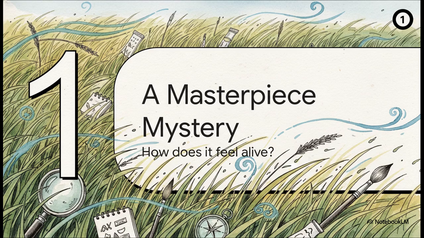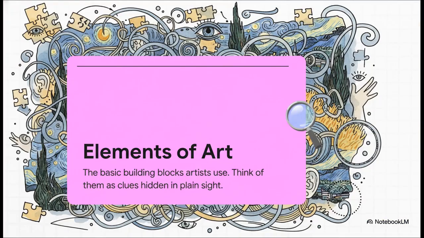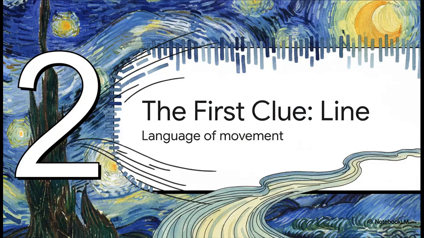Well, to figure it out, we're going to need a special set of detective tools. And here they are, our tools. We call them the elements of art. Basically, they're the fundamental building blocks that pretty much every artist uses to create, well, anything. But for our purposes today, just think of them as clues. Clues that Van Gogh left for us hidden in plain sight that are going to help us crack this case wide open.